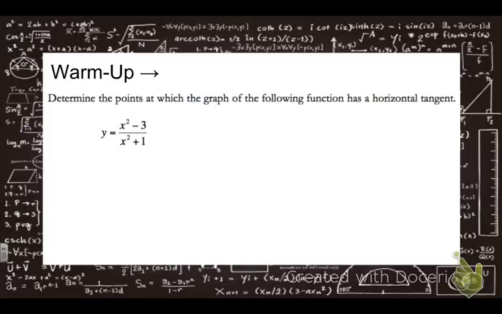So for this question, it says determine the points at which the graph of the following function has a horizontal tangent line. Remember that a horizontal tangent line comes from finding the points where the derivative would equal 0, because the derivative is equal to 0 wherever the graph has a flat part.